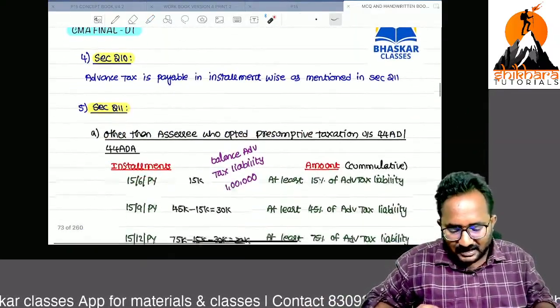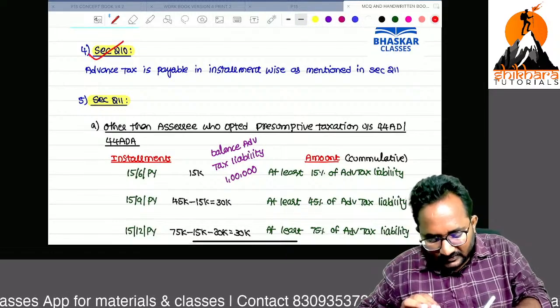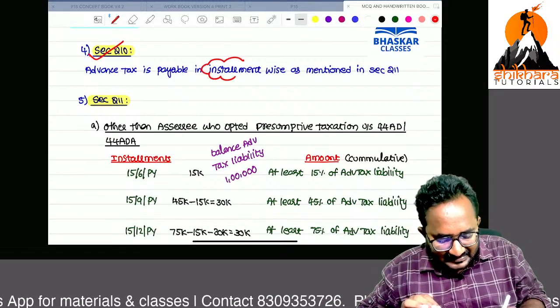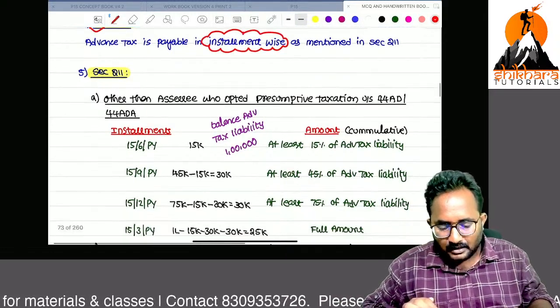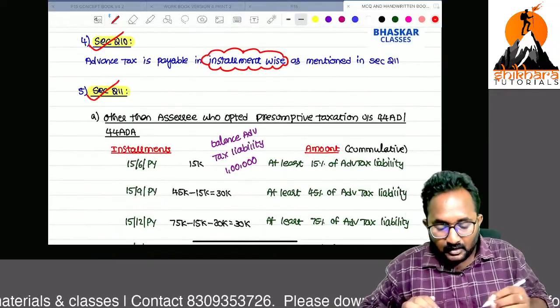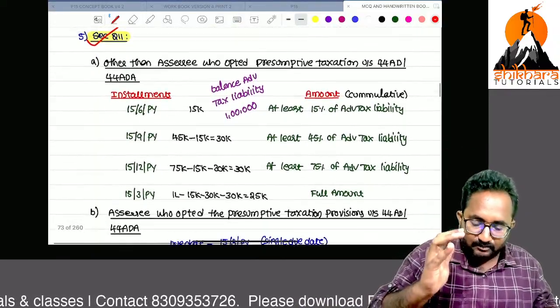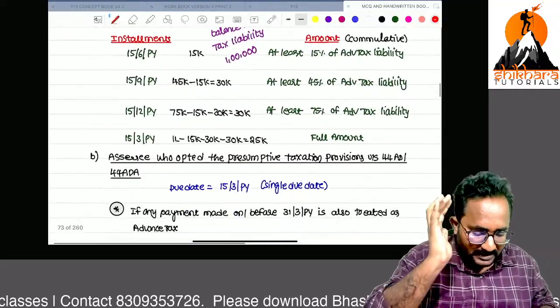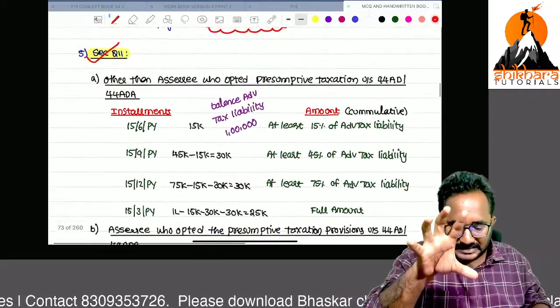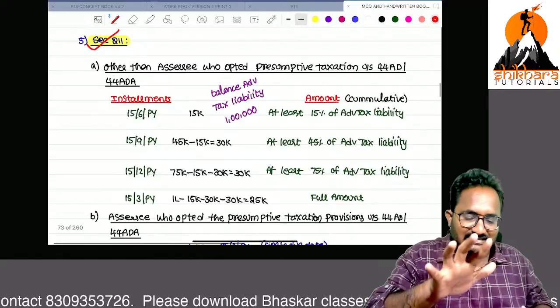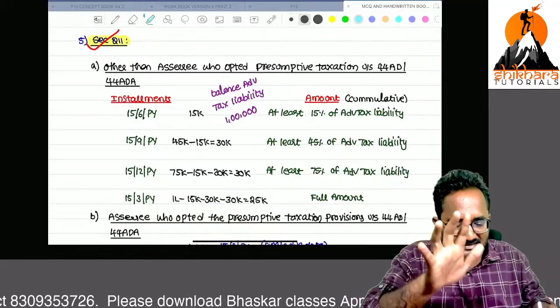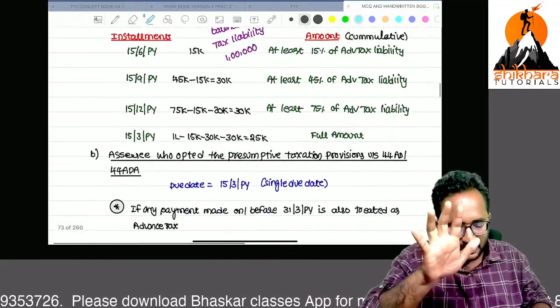Now we can start 210. Yes, you have to pay that advance tax installment wise only. Next, in 211 we can check what those installment dates are. From this you can get a question also. Listen carefully. For knowing about advance tax installments, we are classifying the assessees into two types.